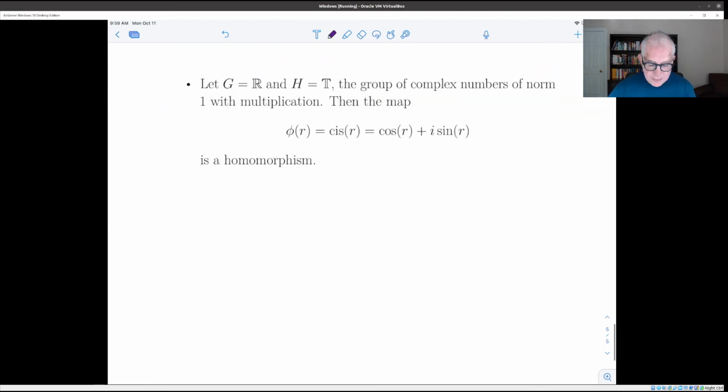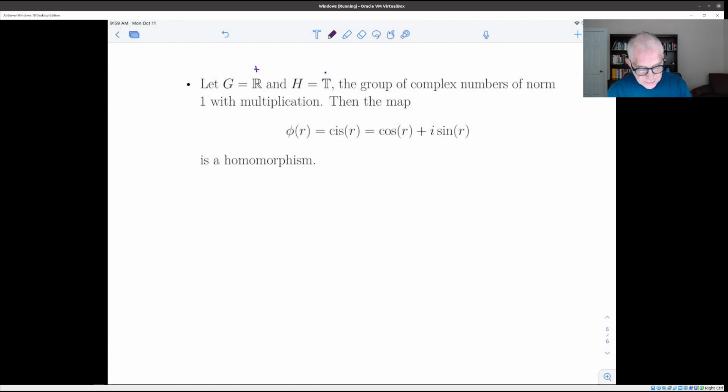And then let's look at one more example. Here, both of the groups involved are abelian. Our group G is the real numbers, and our group H is the group of complex numbers of norm 1. So the group operation on R is plus, and the group operation on T is times. And our map is this cis map. It's the map cosine r plus i sine r.